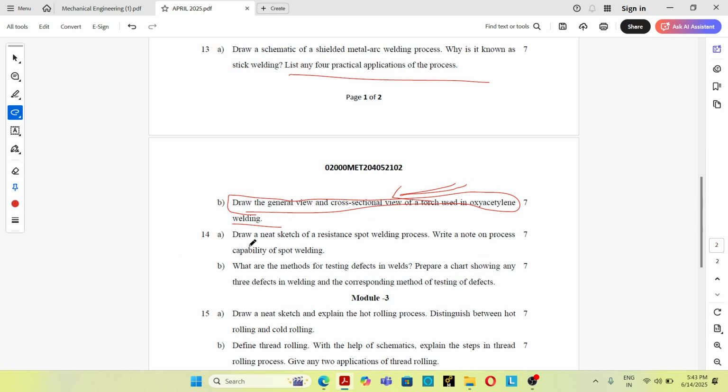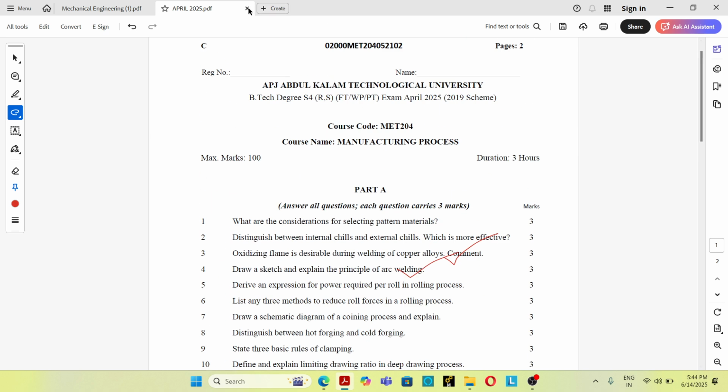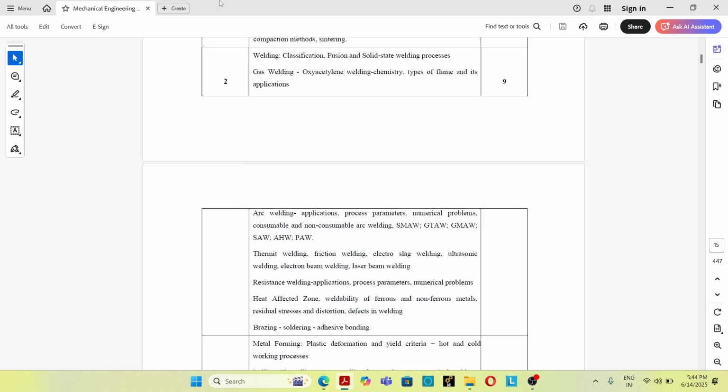Okay. Draw a neat sketch of resistance spot welding. Write a note on process capability of spot welding. What are the methods for testing defects in weld? Prepare a chart showing any 3 defects in welding and the corresponding method of testing defects. Okay. So these are the main important topics in previous university examination questions in the 2019 scheme. Okay.